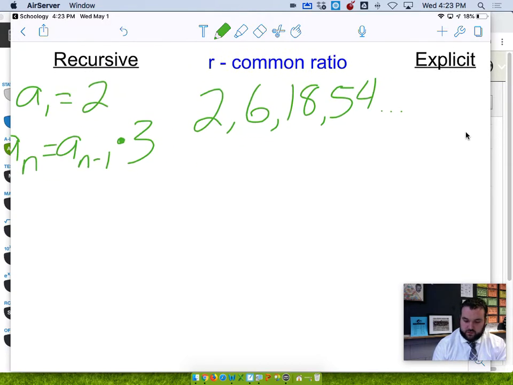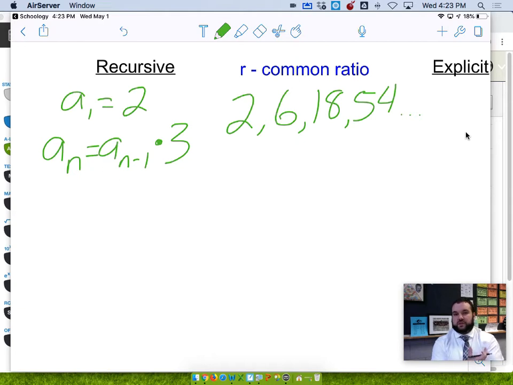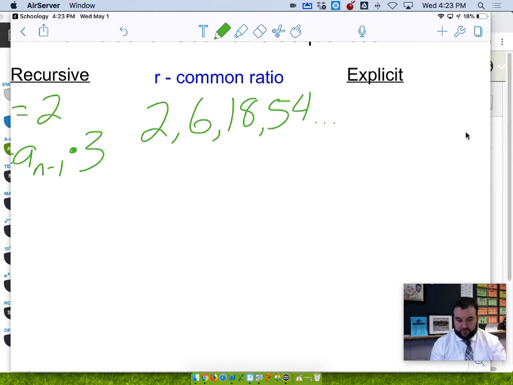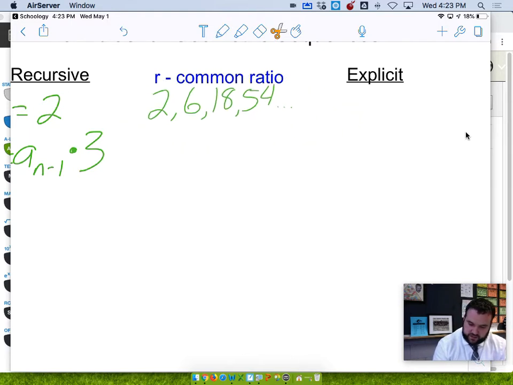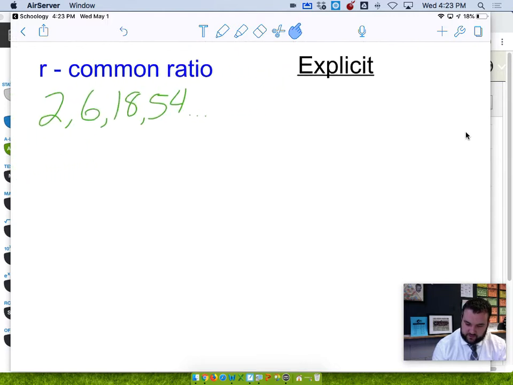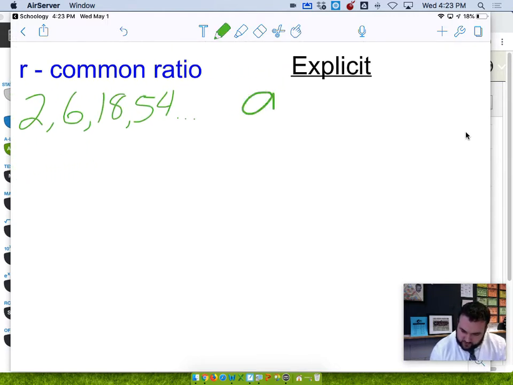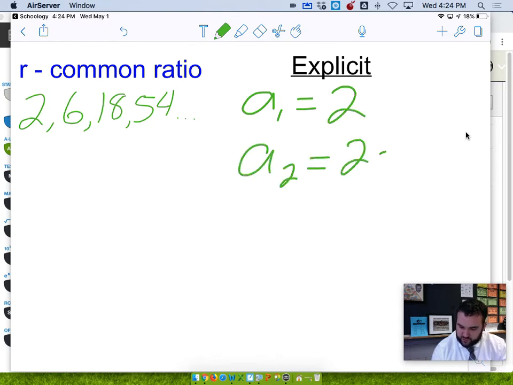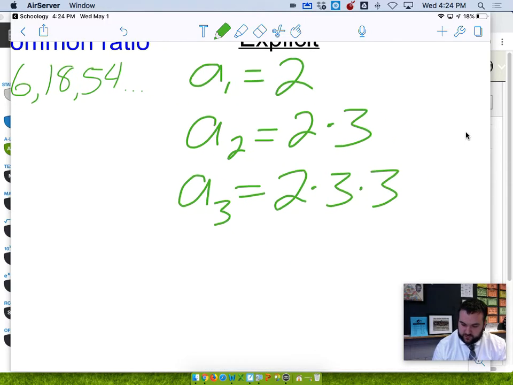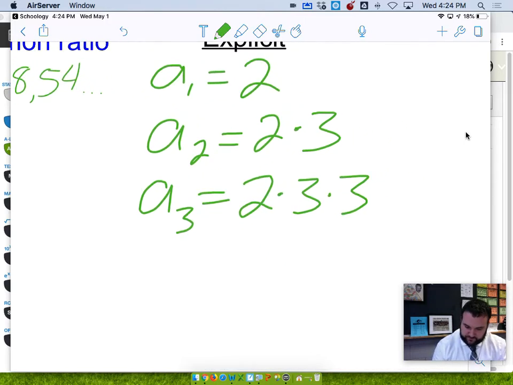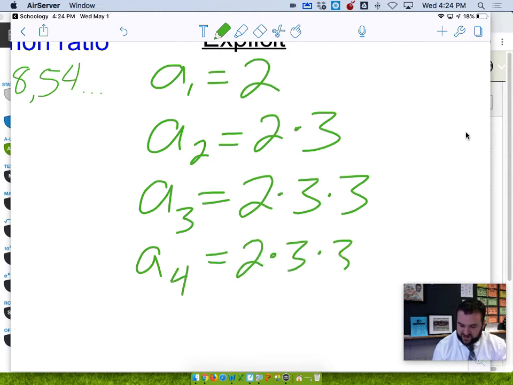So that's this specific example, and then we'll put the general example next. So the next thing is, we got the recursive sequence done, but how do I write the explicit version of this? So we know the first term is 2. The second term, which is 6, we got by doing 2 times 3. The third term, which is 18, we did 2 and then we multiplied by 3 twice. You might see where this is going. To get the fourth term, which is 54, we took 2 and we multiplied by 3 three times.